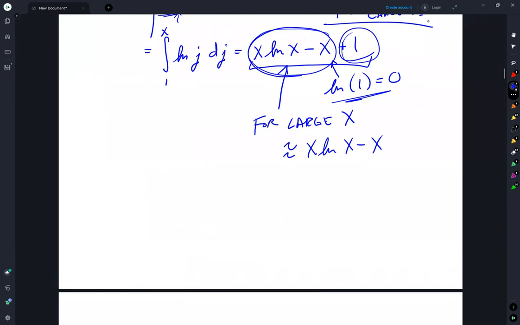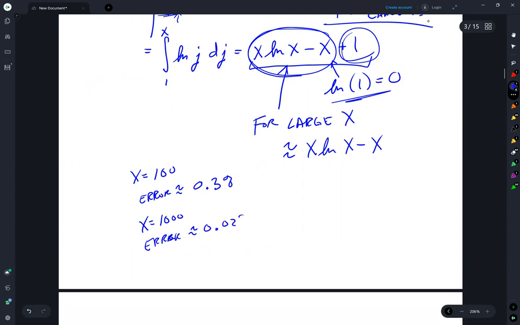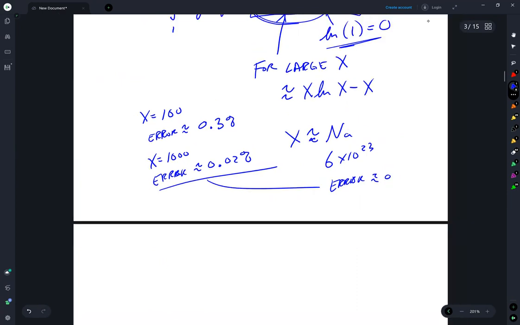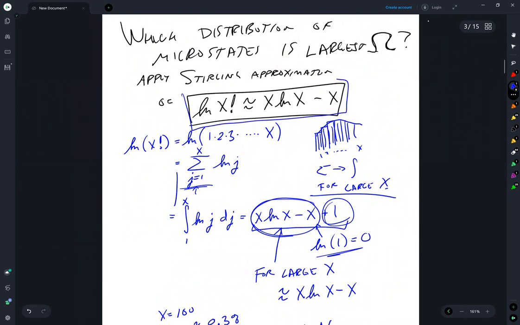For example, if x is equal to 100, then the error from the Stirling approximation is around 0.3%. If x is 1,000, then the error is around 0.02%. And the truth of the matter is, in statistical thermodynamics, we're not talking about tens or hundreds. We're talking about x on the order of Avogadro's number, 6 × 10²³. So the error is around 0, so this Stirling approximation is going to be valid.